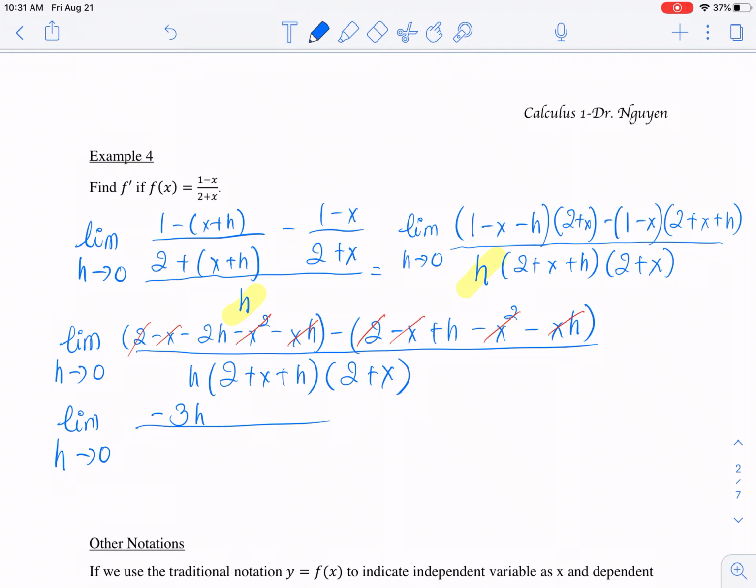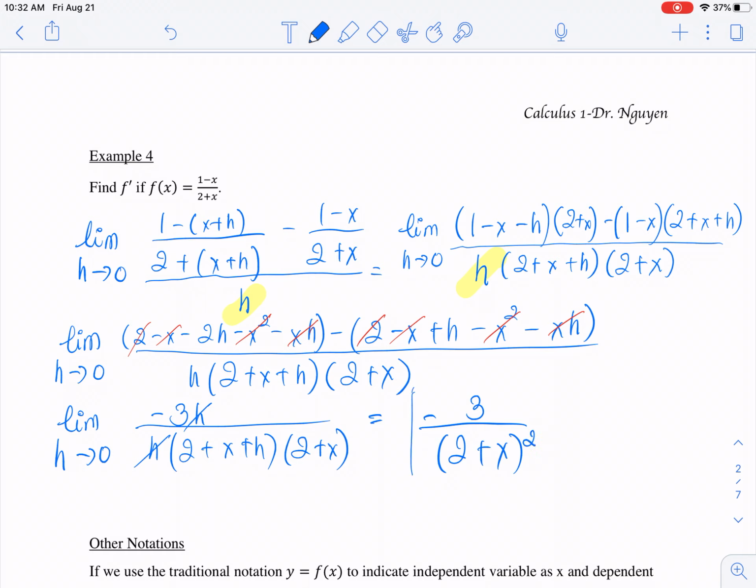Over h, 2 plus x plus h, 2 plus x. And then don't forget, I can just simplify h on top, h on the bottom. So we ended up, and then you plug 0 in for h. We ended up with negative 3 over 2 plus x times 2 plus x. So that's 2 plus x squared. And that's our derivative function.